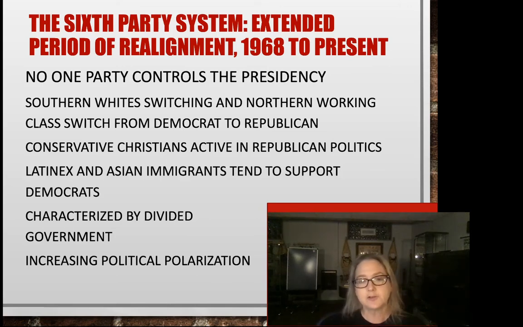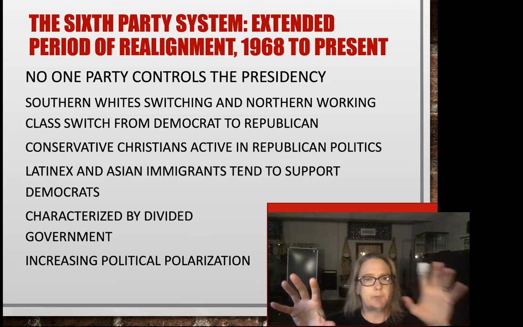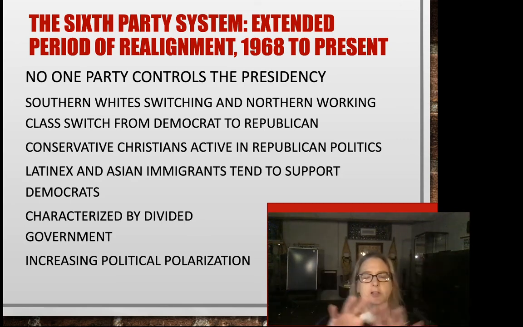At the same time, you've also had a lot of immigration. You've had the Latinx populations and Asian immigrant populations tend to be more democratic. This sixth party system is characterized by divided government. So while we haven't had one party really dominating the presidency, what we have had very strongly is a pattern of having the president belong to one party and the voters giving at least one or often both chambers of Congress to the other party.